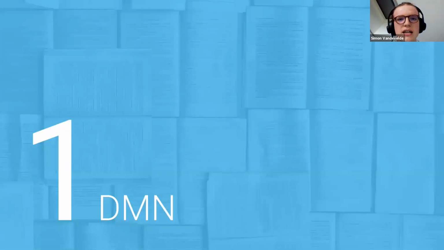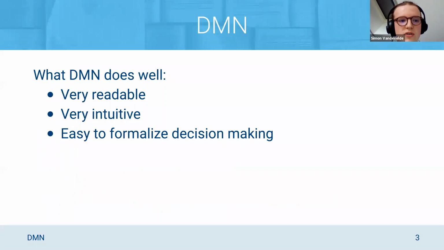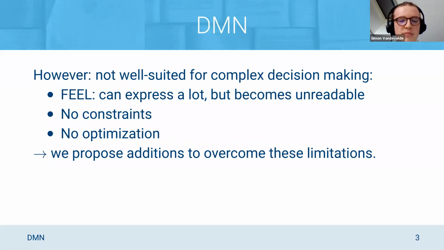So first, DMN. What DMN does well is, of course, we all know this, DMN is very readable, DMN is very intuitive, and DMN is easy to use when formalizing decision-making. However, we find that DMN is not suited for very complex decision-making. For example, FEEL can express a lot, but it can easily become unreadable. There's also no support for constraints. There's no support for optimization out of the box. So we propose additions to overcome these limitations.